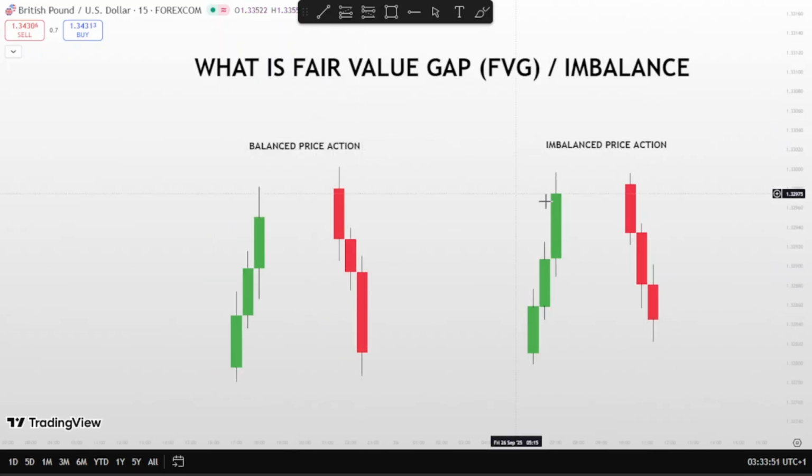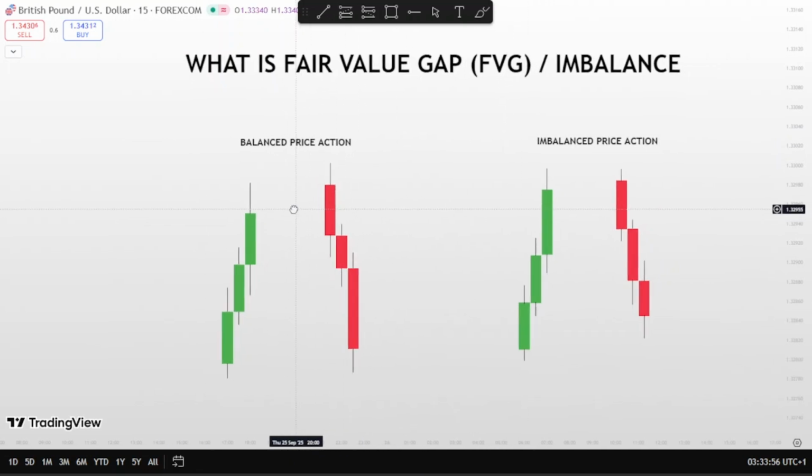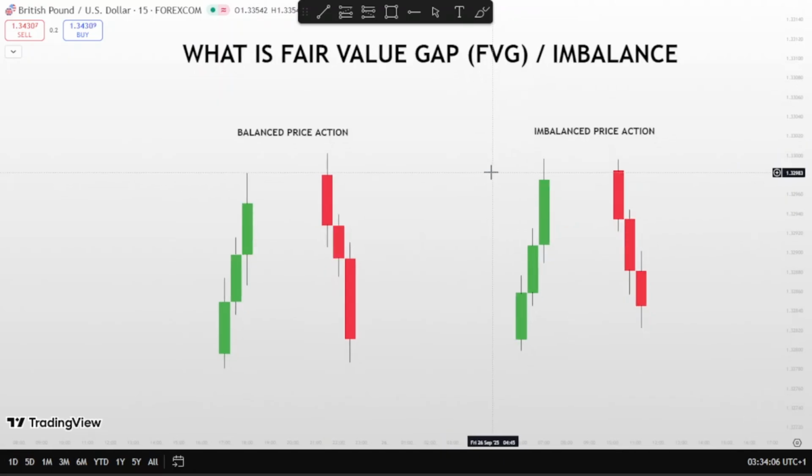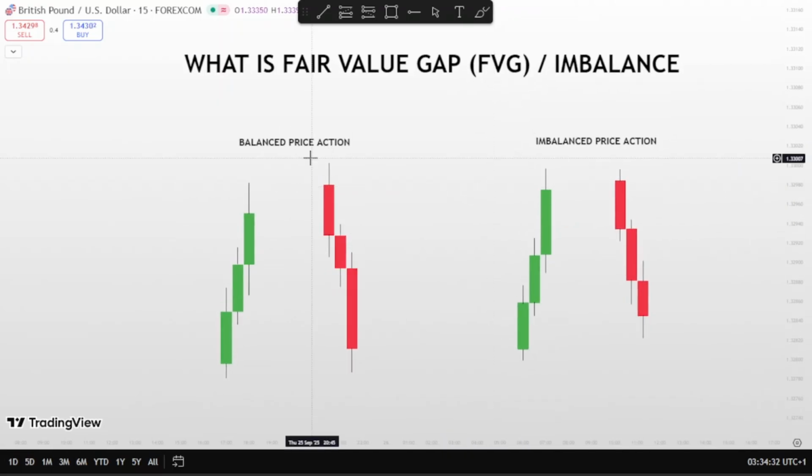You can see there are two different examples here. On my left hand side, this is a balanced price action, and on the right hand side we have an imbalanced price action. So you can notice, as we said, fair value gaps use a three candle pattern whereby the market leaves gaps behind. So let's get straight to it and let me show you how to identify fair value gap.